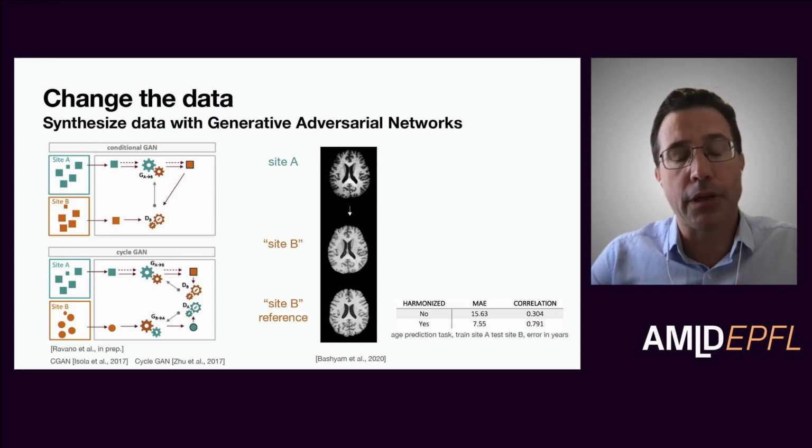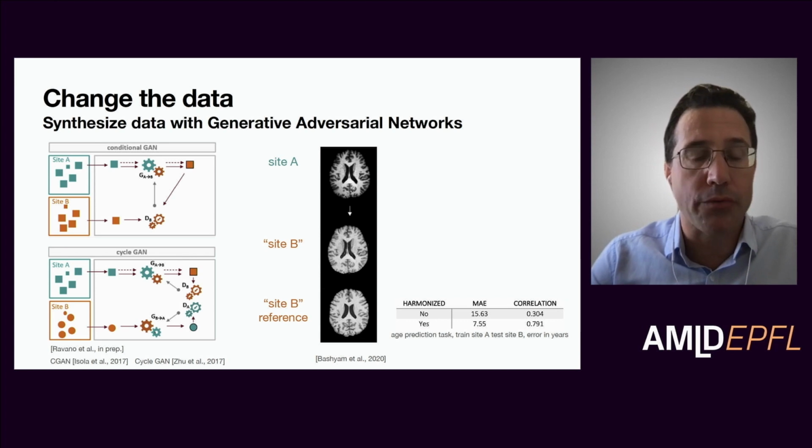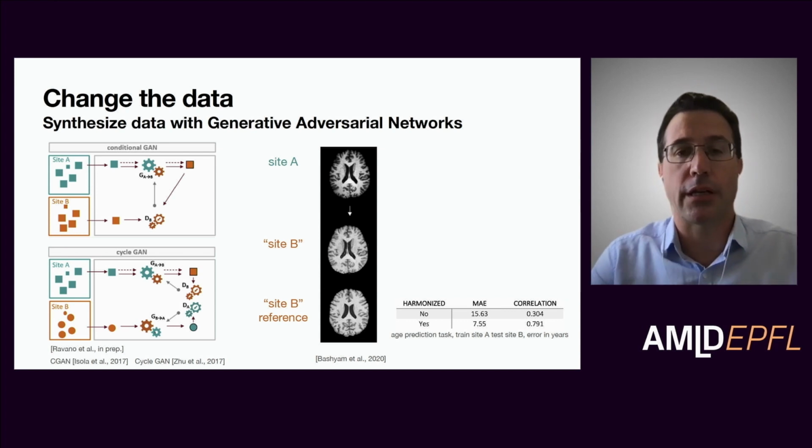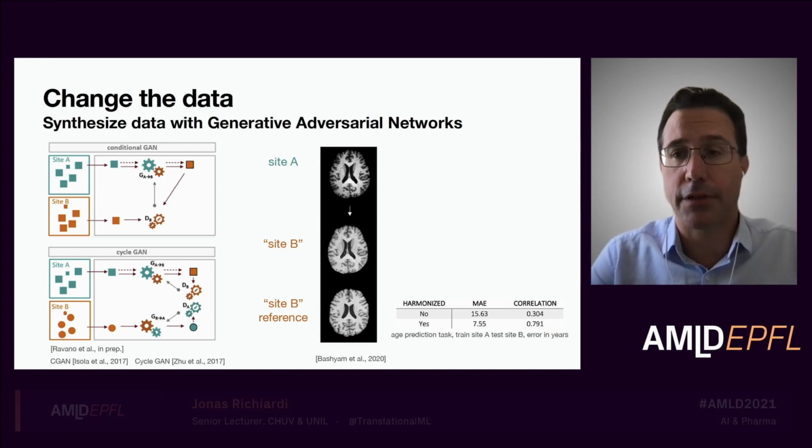For example, in a simple age prediction task, they reduce their prediction error from like 15 years to 7 years. So about half the error is pretty good, just by doing this harmonization retrospectively. So this type of approach, I think, is very promising also for segmentation and for abnormality detection, these kinds of things.